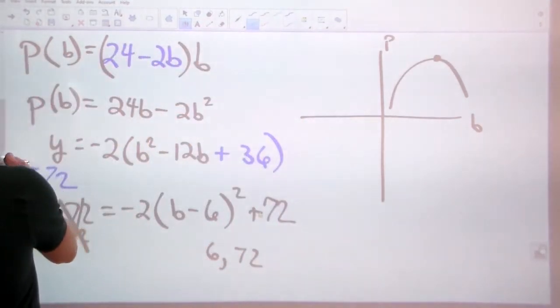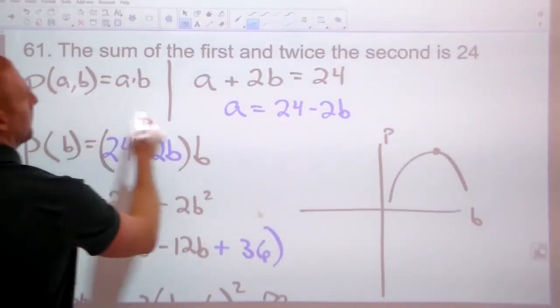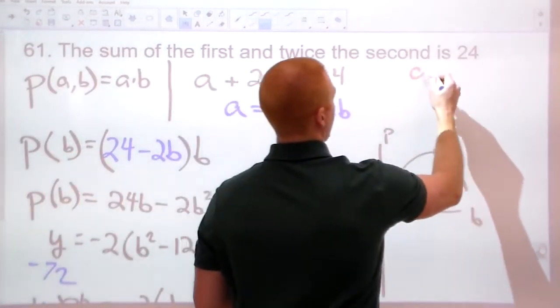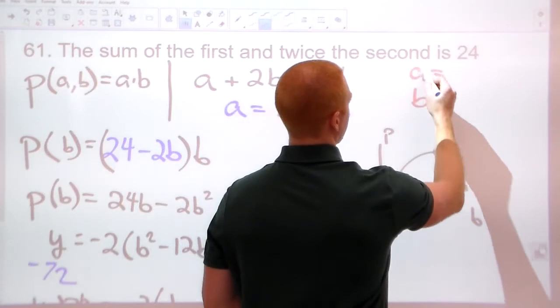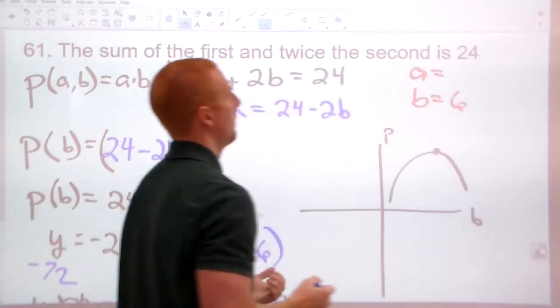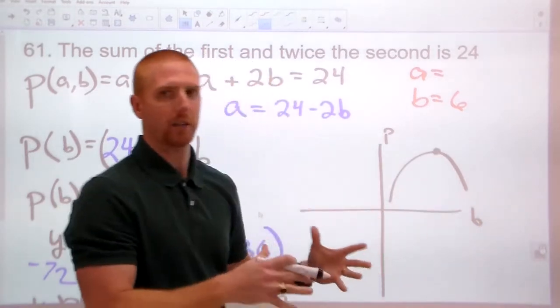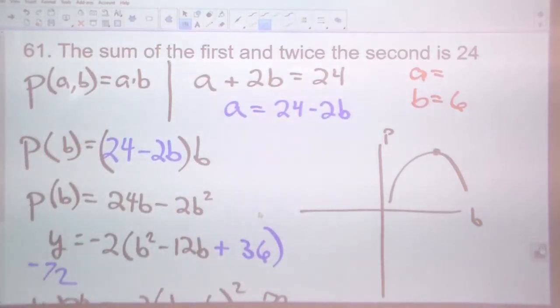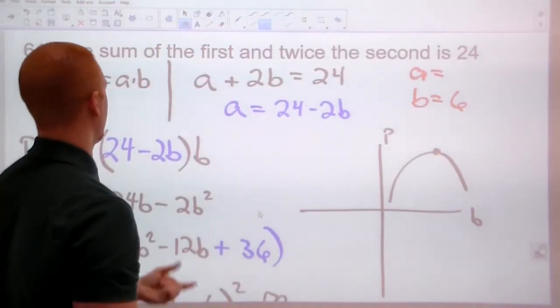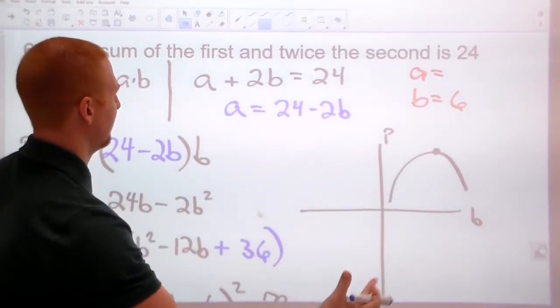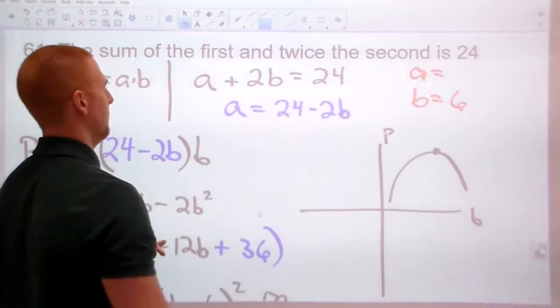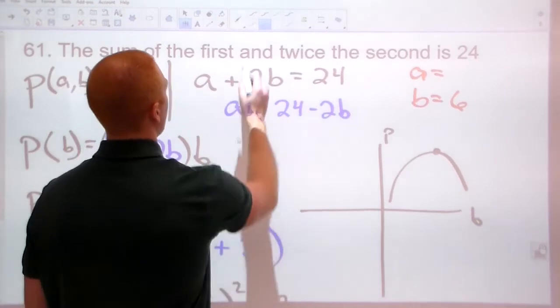It's going to be one of the two numbers I'm looking for. So what I was really trying to do in the beginning is find A and find B. And I just figured out that B is 6. Because again, that's the B value that's going to maximize my product here. And once I know that B is 6, I can basically go back and plug it in anywhere that makes sense. I think this is the place where it makes the most sense, where I can solve for A.